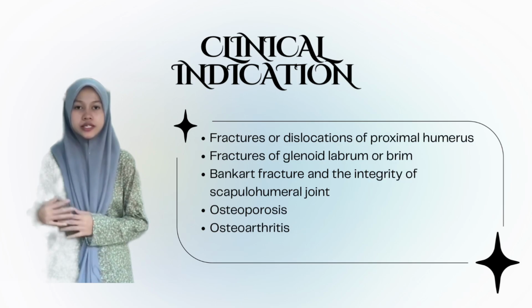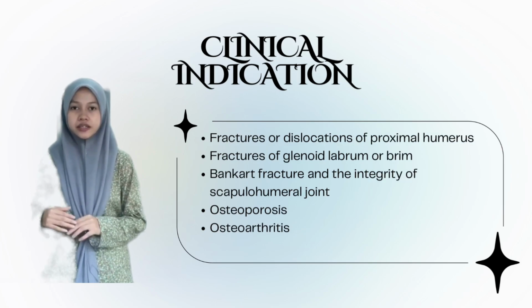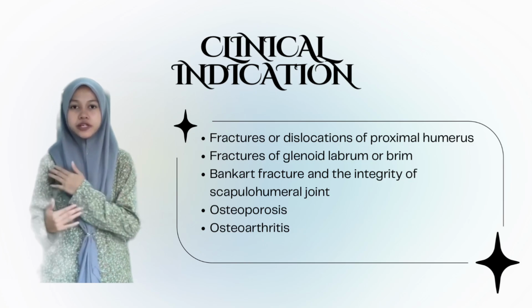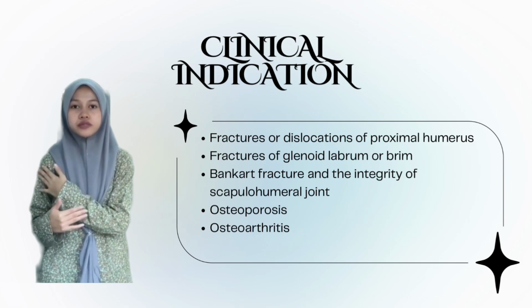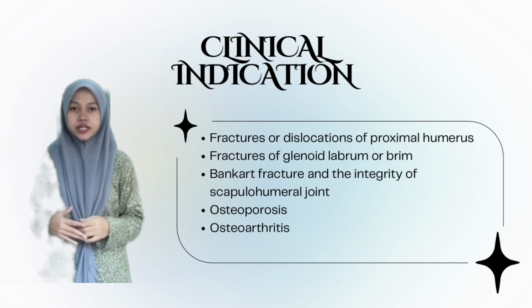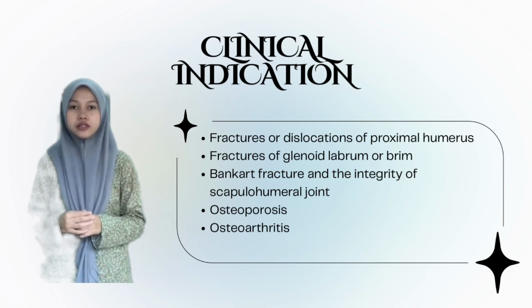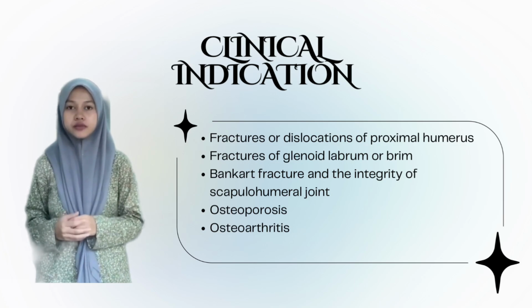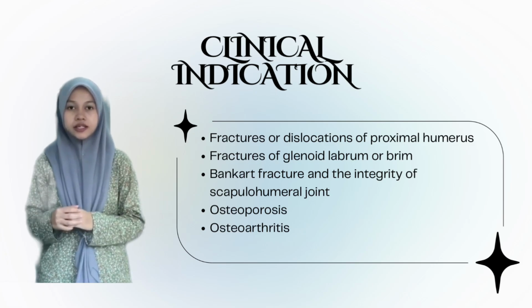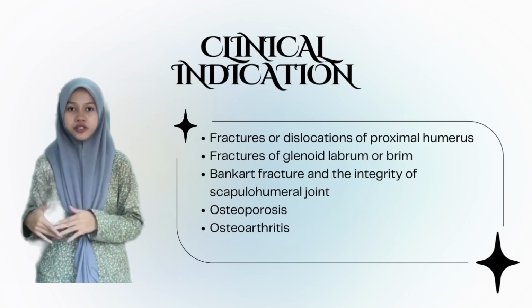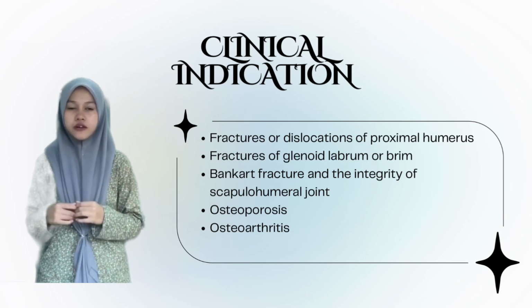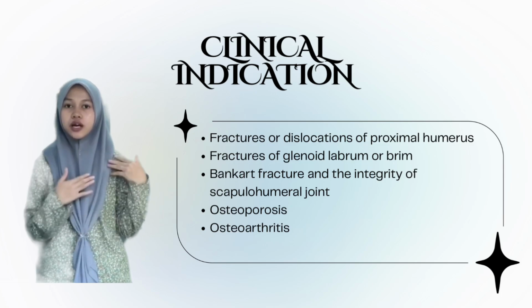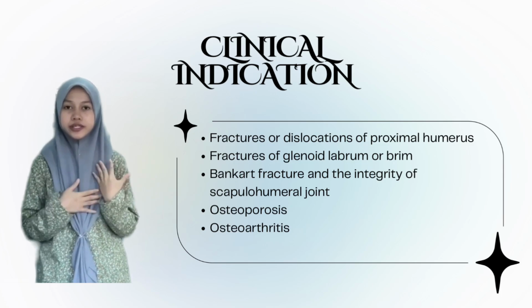Now, I want to talk about the clinical indications. Firstly, cases of fractures or dislocation of the proximal humerus, which is the upper part of the arm bone near the shoulder joint. Secondly, fractures of the glenoid labrum or brim, which are part of the scapula that help stabilize the shoulder joint. Thirdly, to assess for a Bankart fracture and to evaluate the integrity of the scapulohumeral joint, which is the main articulation between the scapula and the humerus.